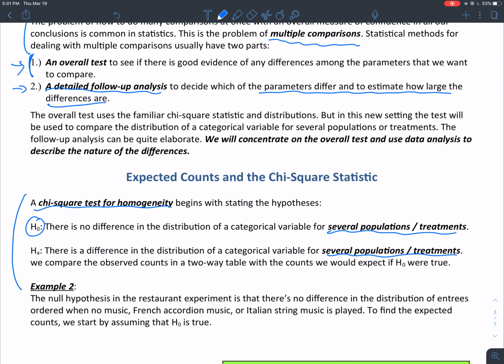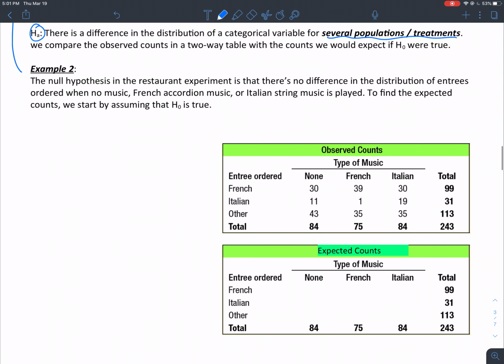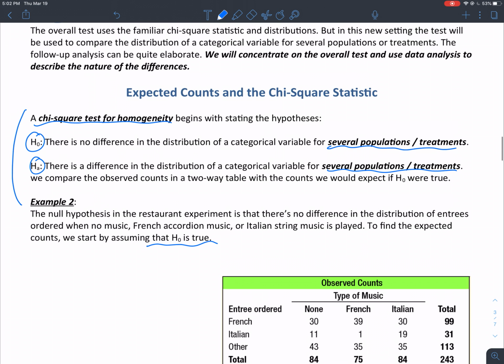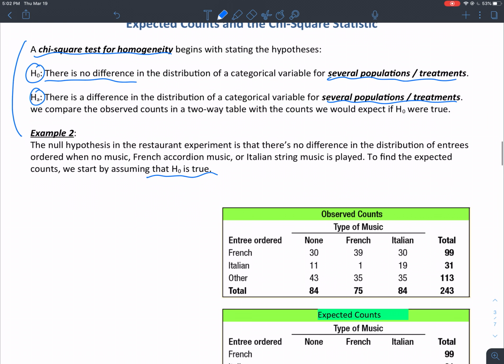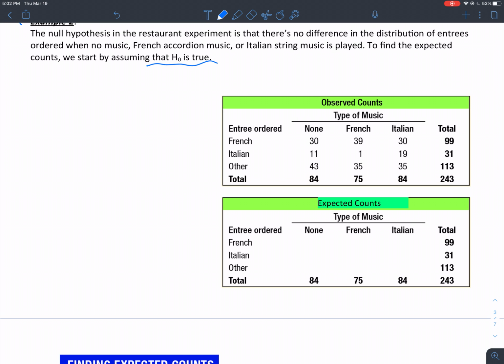This is how you write your null hypothesis in general, and this is how you write your alternative hypothesis in general. So, the null hypothesis, in the restaurant experiment: there's no difference in the distributions of the entrees when no music, French accordion music, or Italian music is played. To find the expected counts, we start with this assumption. Remember, the null hypothesis is a statement of no difference. There it is again, a statement of no difference. If you think about that, then what we're about to do makes sense. If you don't have that in mind, then this becomes really weird.